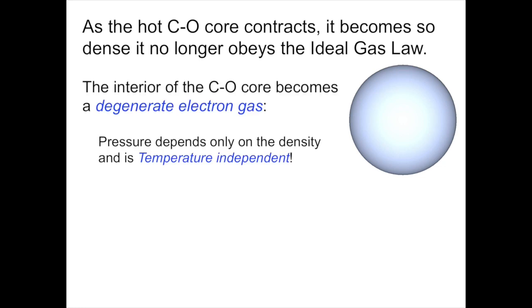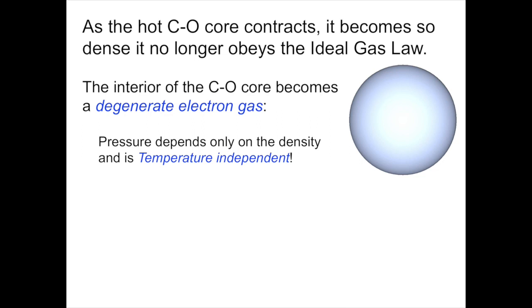play. The interior of the carbon-oxygen core becomes so dense that it forms a degenerate electron gas. At this point, the pressure only depends upon the density and becomes completely independent of the temperature. In the ideal gas law, the pressure depended on the product of the density times the temperature, and so we had a very natural relationship between the pressure, density, and temperature within the star.